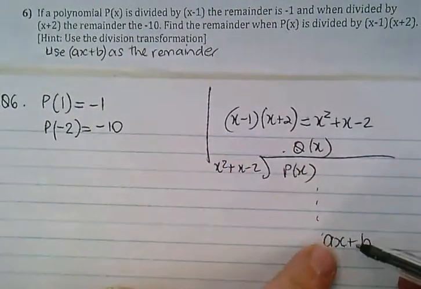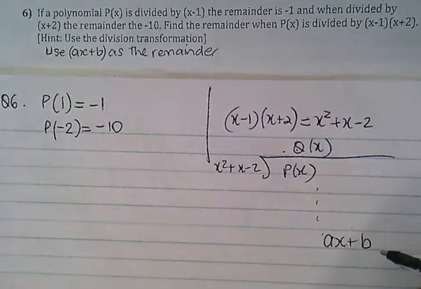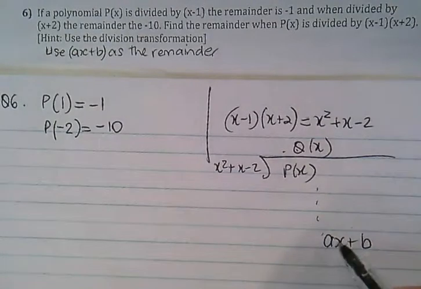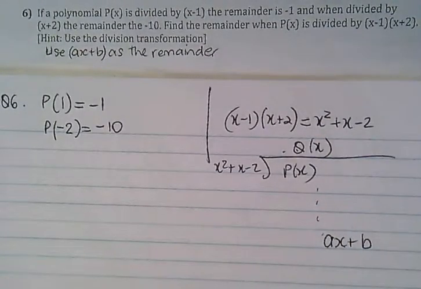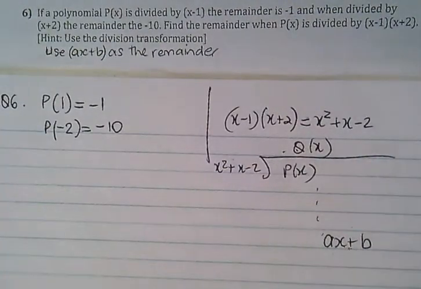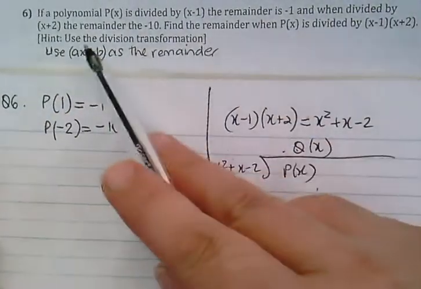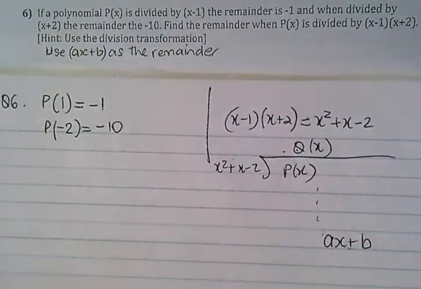So I will stop my division when I've got just a degree 1 polynomial, or even less. I could have a degree 0 polynomial. It could just be a constant, but it could be a degree 1, so I have to put that my remainder is in the form of a power less than that. Okay? So, when I divide by x minus 1, x plus 2, I have to find the remainder.